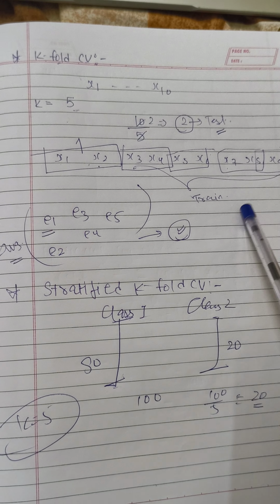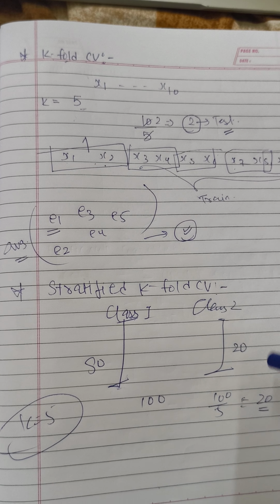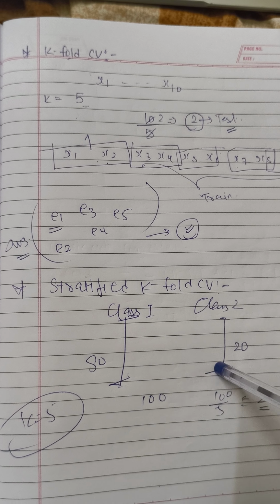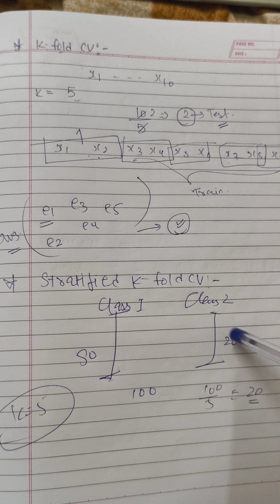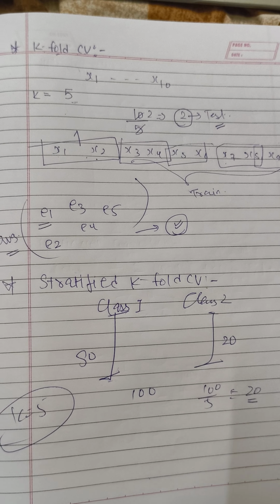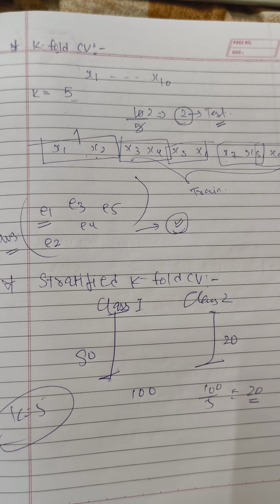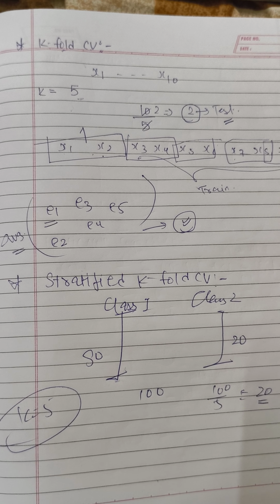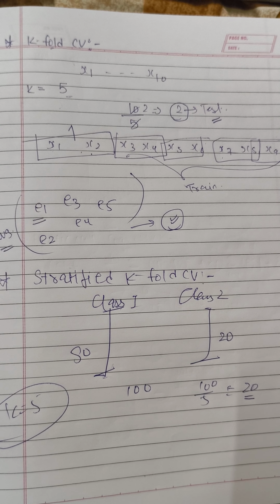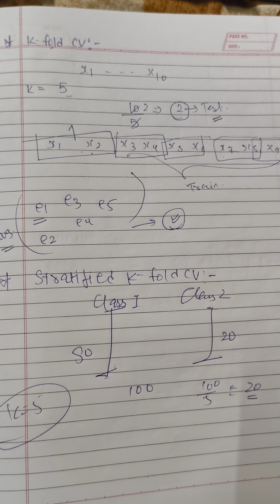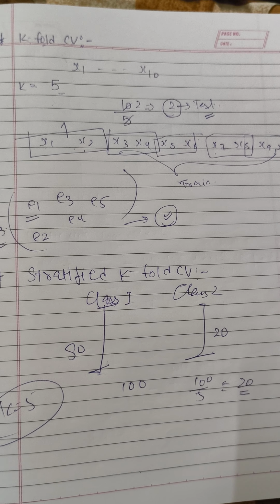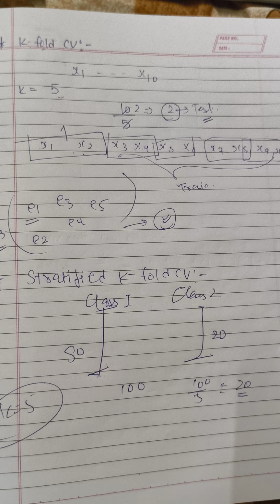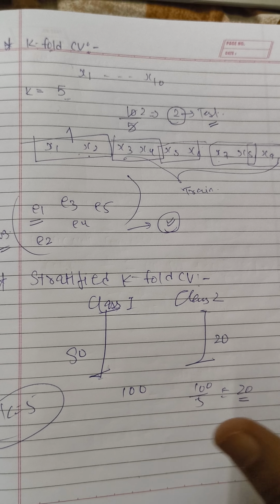When I use k-fold CV for this, it will randomly choose 20 values for the test data and the other values for the training data, and my model will predict the values. But the problem is that if I choose values randomly from class 1 and class 2, it may be possible that all the values are chosen from class 1 only and no value is chosen from class 2. So the model will be more biased toward class 1. To resolve this we use stratified k-fold.